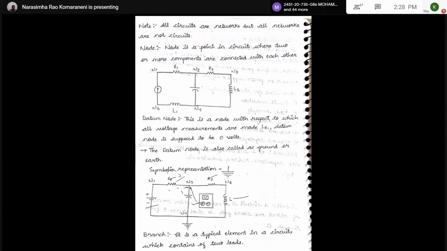So branch means this network element has two leads, right? So from here to here, we can call this a branch. This also we can call a branch. This we can call a branch. This we can call a branch. This we can call a branch. So this circuit has 5 branches.